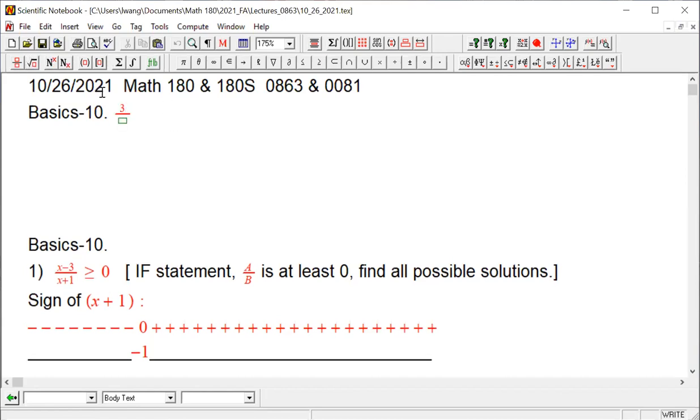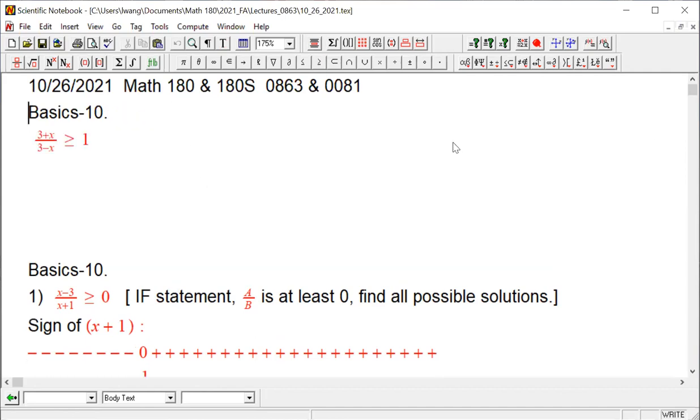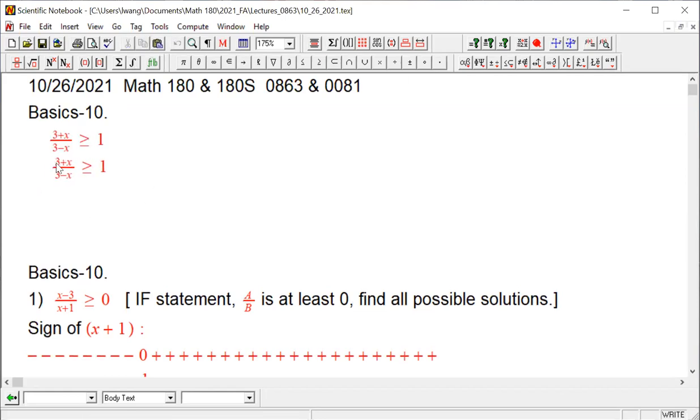Okay. (3 + x)/(3 − x) ≥ 1. Right? In these kinds of questions, if you want to solve it, you still need to make a 0. But sometimes people don't make 0 and make terrible mistakes. So for this question, I'm going to start with a common mistake. I already told you this is a mistake. It looks almost right, but it is not right, okay?